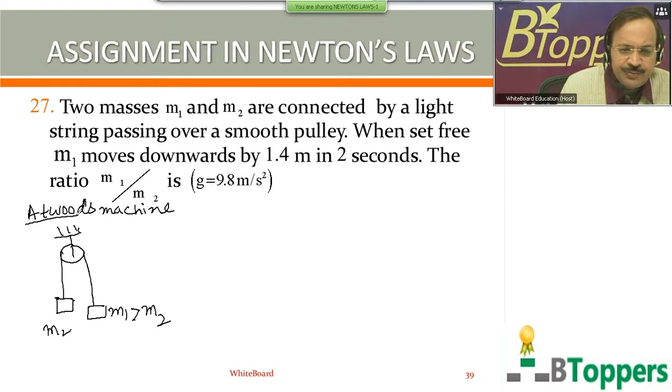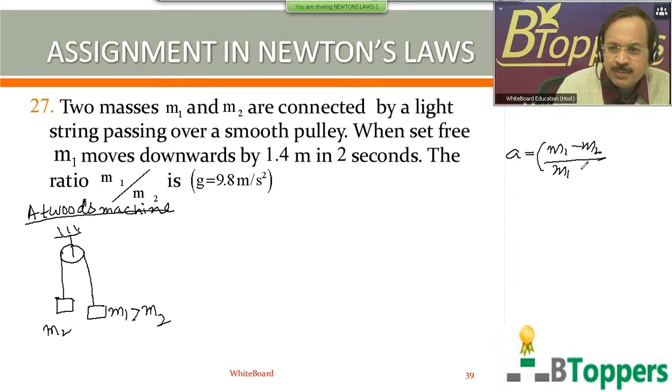As I already discussed this case before the problems in the assignment on connected bodies, I directly make use of the formula I have derived in the past. The magnitude of acceleration of the masses is given by M1 minus M2 by M1 plus M2, whole multiplied by g. So to find the ratio M1 by M2, you have to first find the magnitude of acceleration.